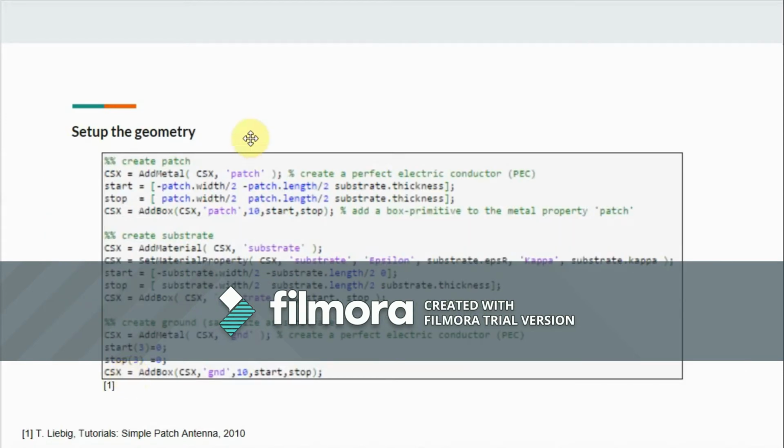Next, we need to set up the geometry. Since our example is a simple patch antenna, we will be creating a patch, as well as creating a substrate and ground, where the ground is the same size as the substrate. All of these components will vary depending on what type of antenna you are working with.